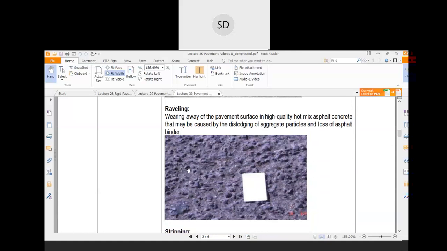Then ravelling. This generally occurs in the flexible pavement, and this occurs due to the washing out of the top layer, okay, top layer of prime coat or tack coat. So it is wearing away of the pavement surface in high quality hot mix asphalt concrete that may be caused by the dislodging of aggregate particles and loss of asphalt binder. So if the quality or quantity of the asphalt binder is very minimal, in that case the aggregate portions in the binder material would get exposed on the top surface. This type is called ravelling.